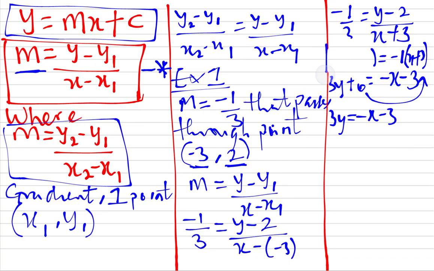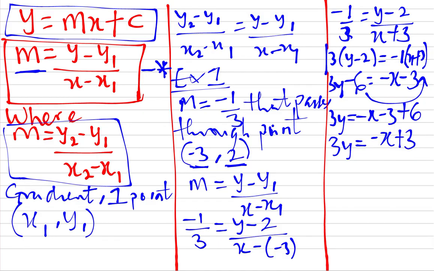So if you cross multiply, you will have 3 into bracket y minus 2. So here we have 3y minus 6. Alright, so 3y minus 6. If minus 6 crosses to this side, it will become what? Plus 6. Are you seeing that? And that now gives us 3y equals to what? Minus x plus 3. Because minus 3 plus 6 will give us plus 3.